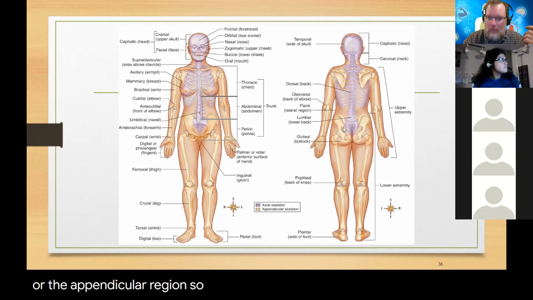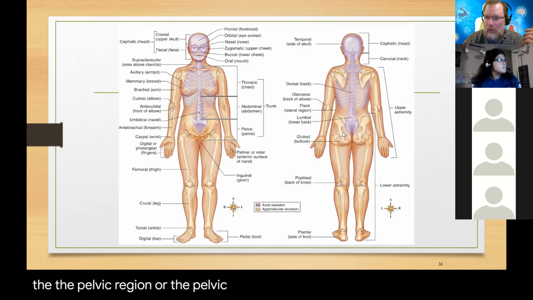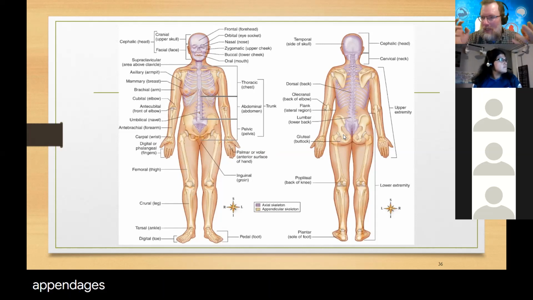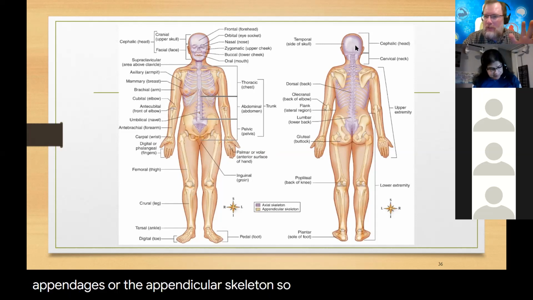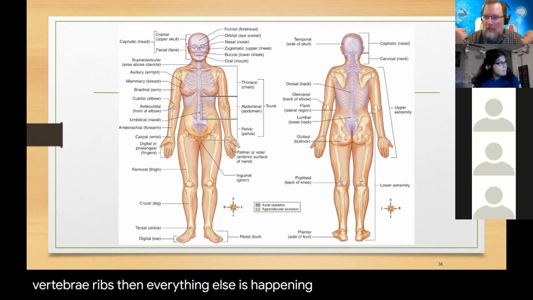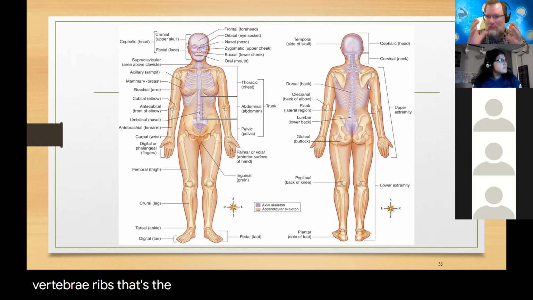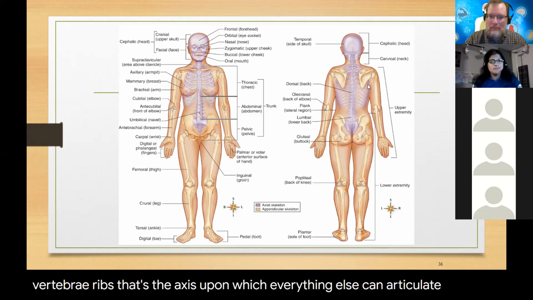So that area is also part of the appendicular skeleton, or the appendicular region. That's probably the one students sometimes, early on at least, find kind of tricky: the shoulder blade and clavicles, and then the pelvic bones or hip bones. Those are part of the appendicular skeleton. So if you just simply remember skull, vertebrae, ribs, then everything else is appendicular. Axial, the axis: skull, vertebrae, ribs. That's the axis upon which everything else articulates.